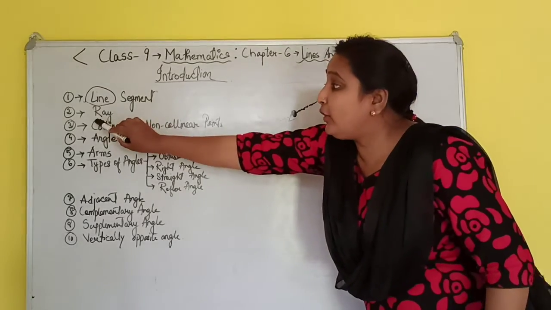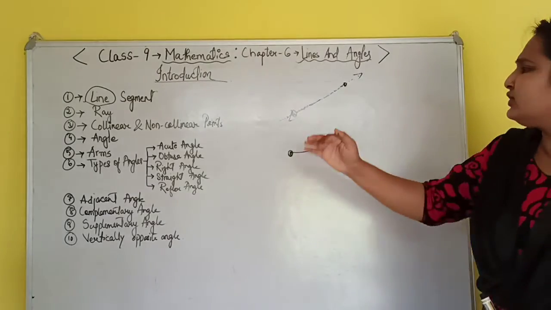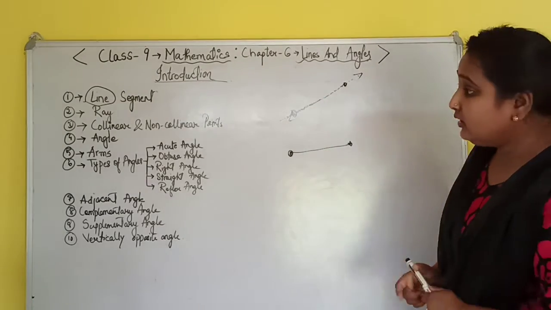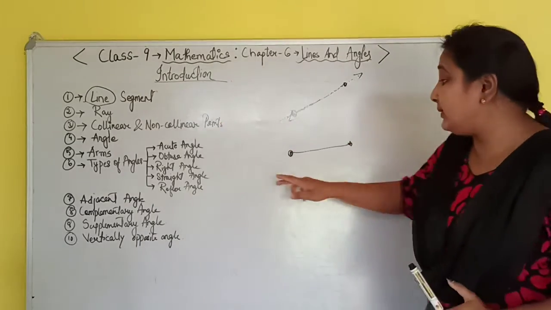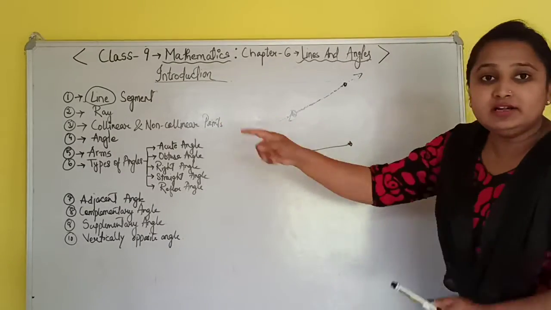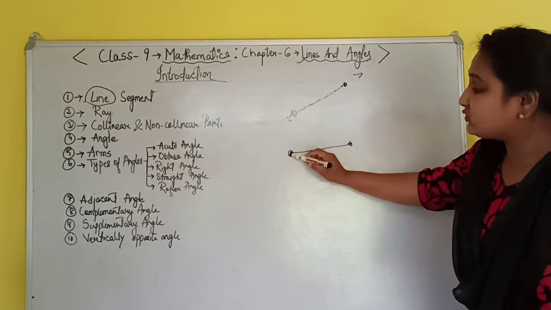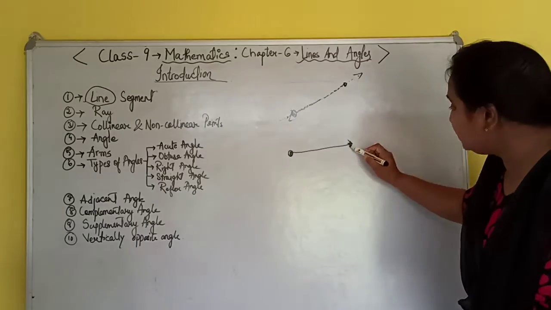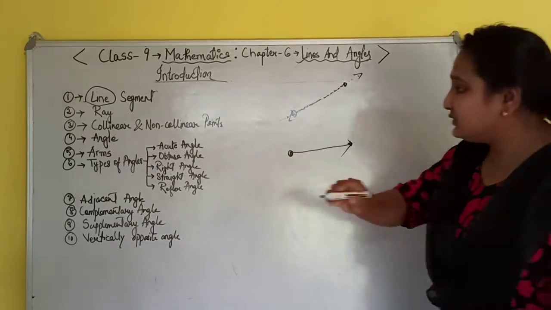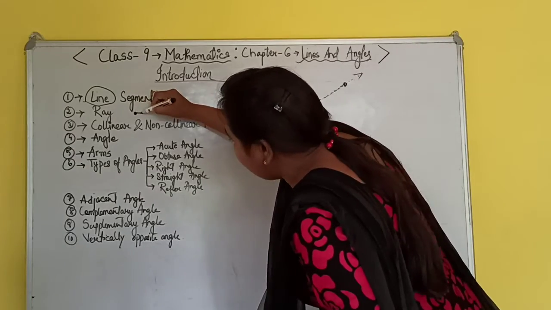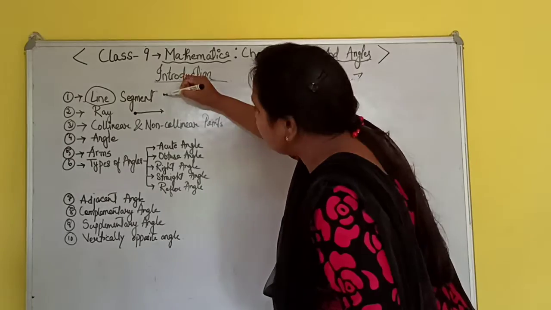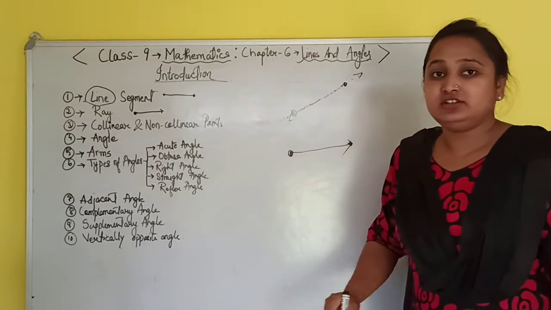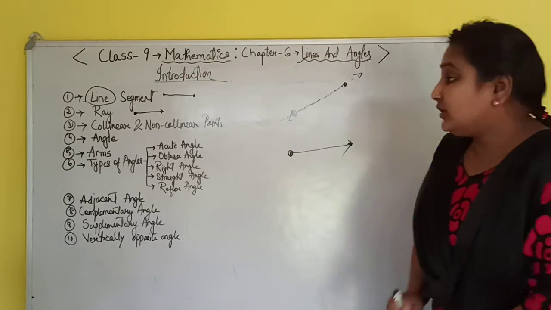Now the second point is ray. Ray is also related to line segment. In a line segment, we know that we have 2 endpoints, but a ray has only 1 endpoint, and the other end goes endlessly. So ray has only 1 endpoint, and the other point goes endlessly, and a line segment has 2 endpoints. Got it?